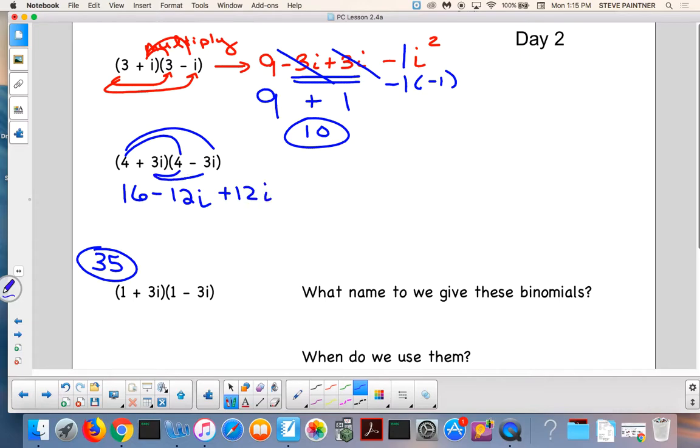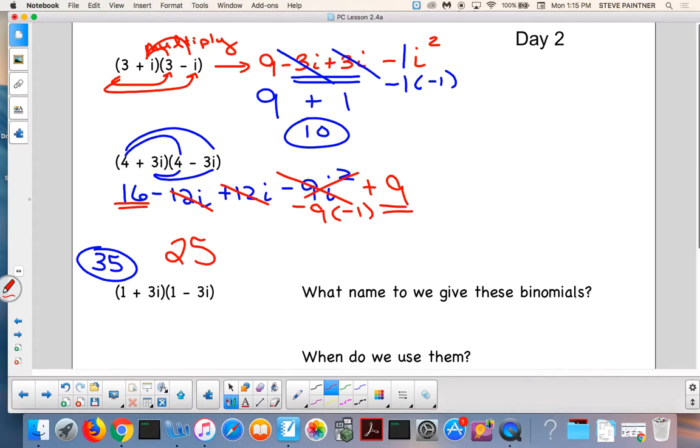What's this? Minus 9i squared. But that is negative 9 times negative 1, right? So this really says what? Plus 9. Okay. 16 plus 9, 25. 12i, take away 12i, 0.